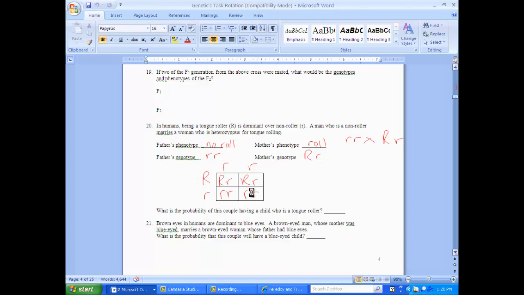Can everyone roll their tongue in here? Can anyone not roll their tongue? Can you roll your tongue? You're tongue-tied?